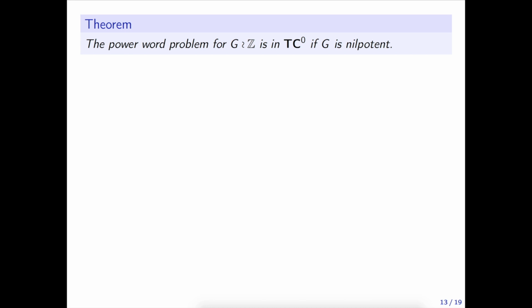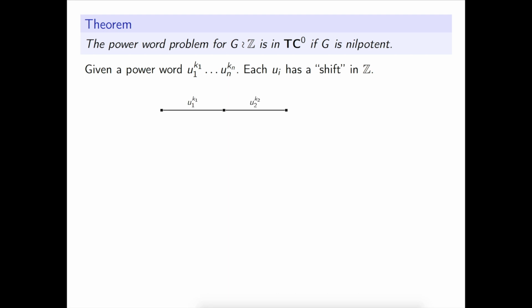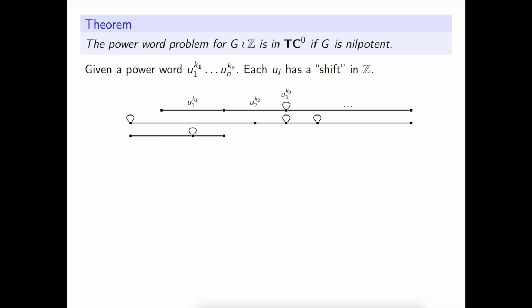Let's start with the statement that the power word problem for wreath products of nilpotent groups and Z is in TC0. Consider an instance of the power word problem. Each of the elements u_i have either non-zero shift in Z, like these two elements, or the shift is zero, like this element u_3, depicted by a loop. We can see that the power word produces a superposition of periodic labelings of Z.